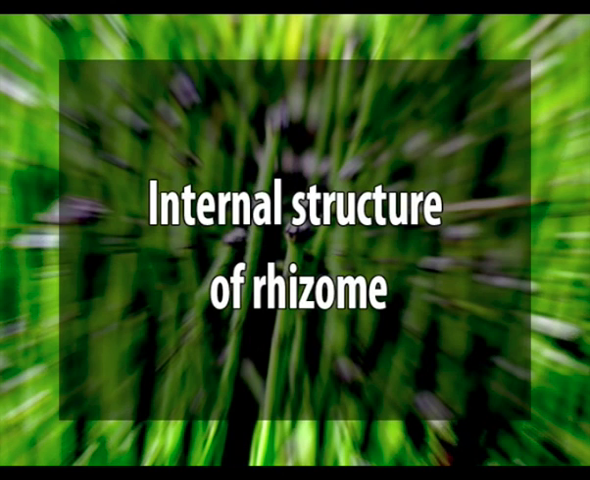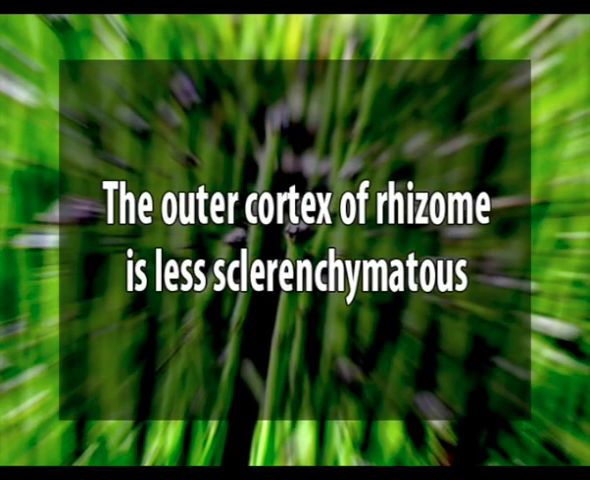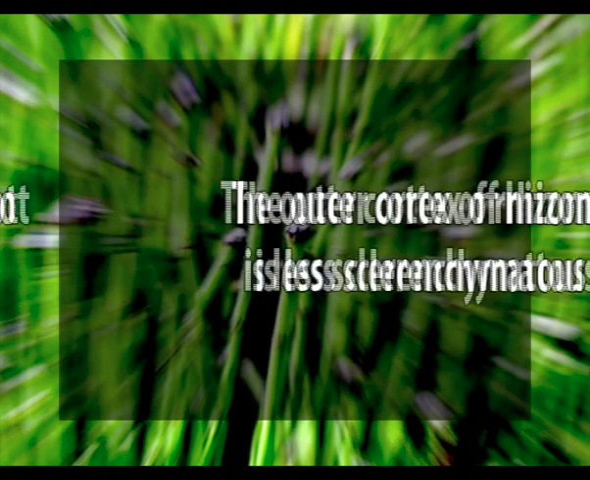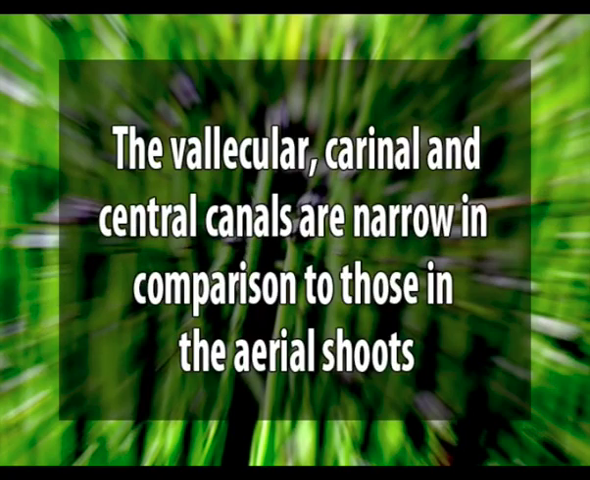When we cut the internal structure of the rhizome, it shows certain different features from the aerial shoot, which are as under. Number 1, the epidermis of rhizome is without stomata. Second, the outer cortex of rhizome is less sclerenchymatous. Third, chlorophyll cells are not found in the cortex. Fourth, the vallecular, carinal and central canals are narrow in comparison to those in the aerial shoot.